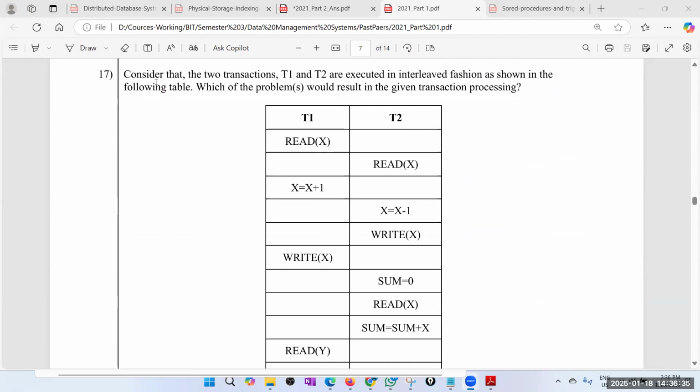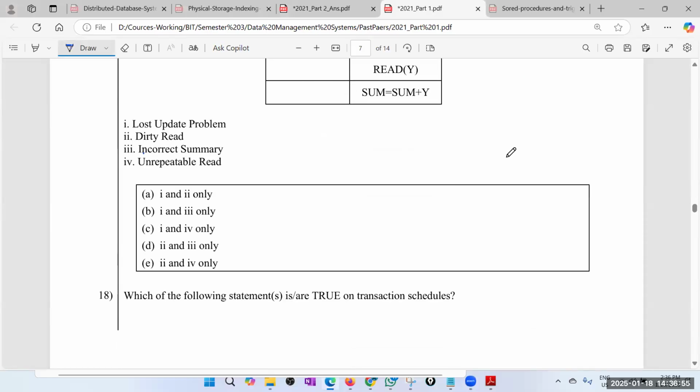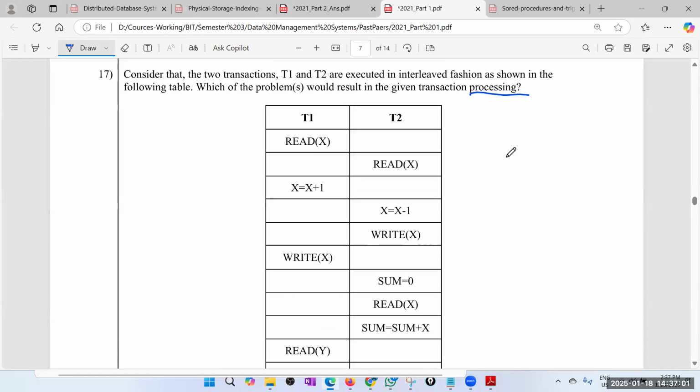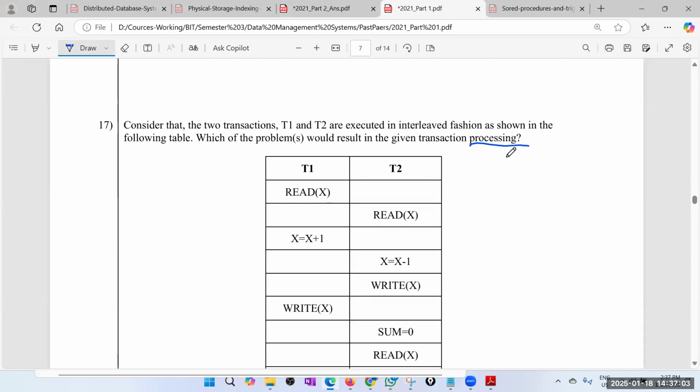Consider that the two transactions T1 and T2 are executed in interleaved fashion, that is, mixed together, as shown in the following table. Which of the problems would result in the given transaction processing? What are the possible issues? Lost update, dirty reads, inconsistent summary, unrepeatable read. So let's see what are the possibilities. It doesn't mean that it always happens.